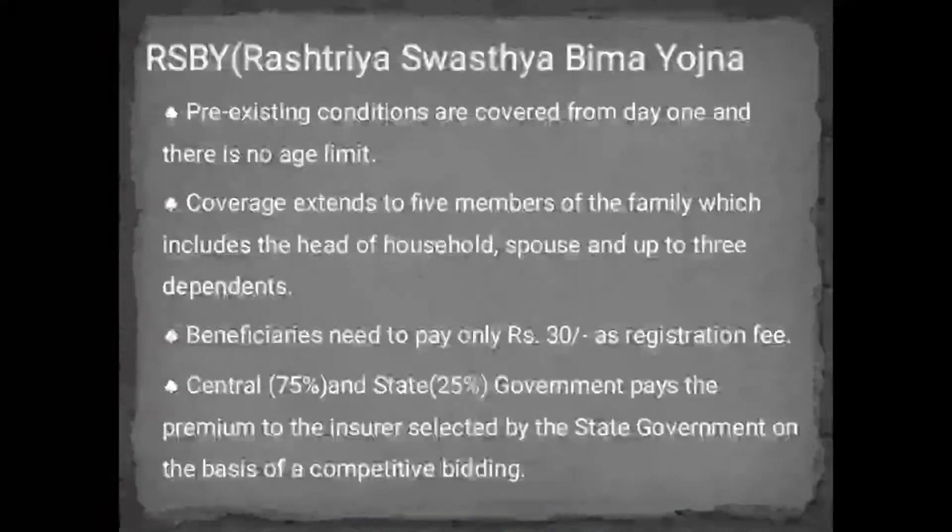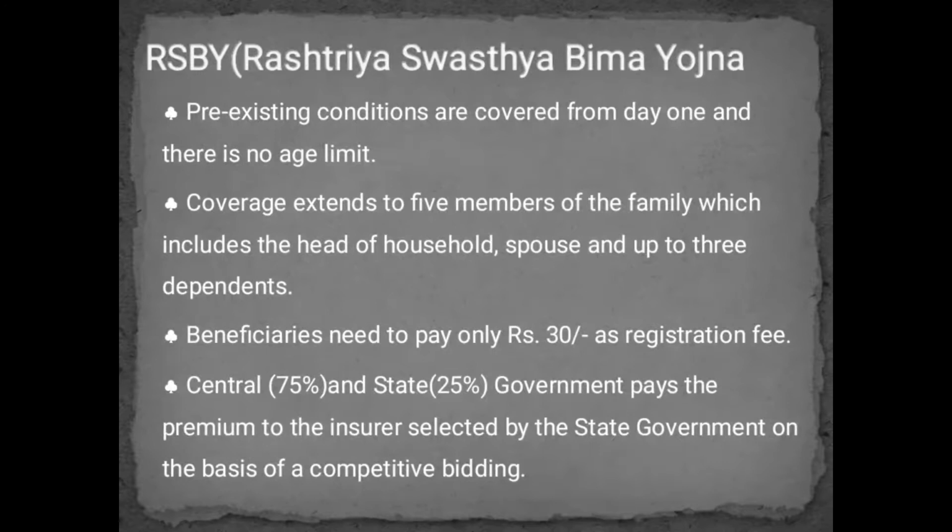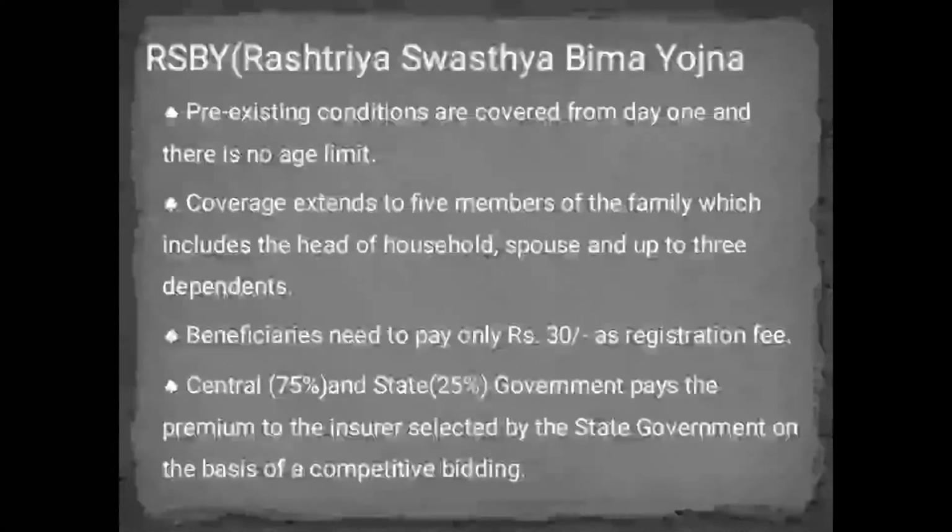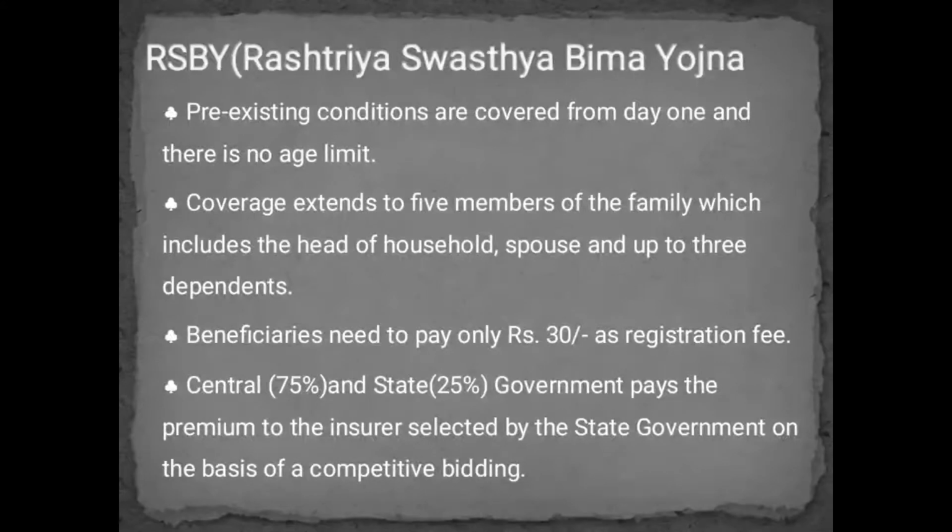Next, pre-existing conditions are covered from day one and there is no age limit. This is also important: in some health schemes, if the sickness existed earlier, it is not considered and not covered. And there is no age limit. There are a few insurance policies that have an age limit, after which they don't provide cover, because after 60 or 70 it is understood that people will be having sicknesses and they have to pay heavy expenses.